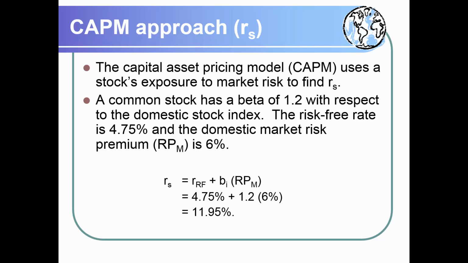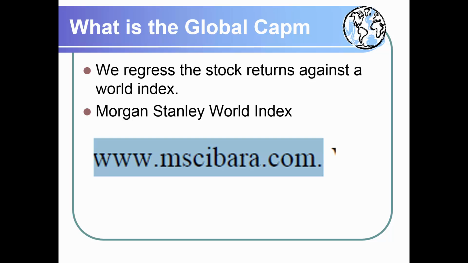The cost of equity is given by the risk-free rate plus the beta times the market risk premium. RRF stands for the risk-free rate, BI stands for the beta of the stock, and RPM stands for the market risk premium. So for this company, the cost of equity is slightly less than 12%, or 11.95%. Now, how do we find the global CAPM? In the previous class you talked about the domestic CAPM. So what is the global CAPM?